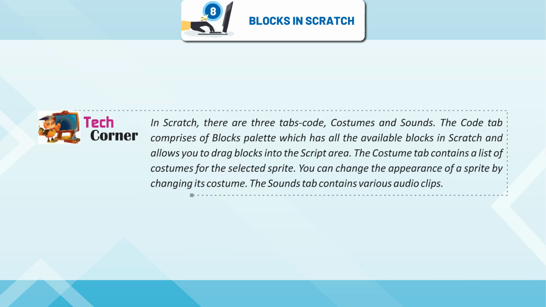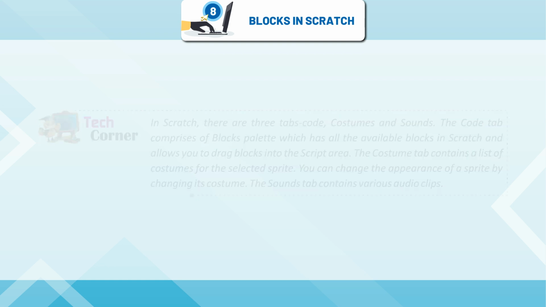Tech Corner. In Scratch, there are 3 tabs: Code, Costumes, and Sounds. The Code tab comprises the Blocks palette, which has all the available blocks in Scratch and allows you to drag blocks into the script area. The Costumes tab contains a list of costumes for the selected sprite. You can change the appearance of a sprite by changing its costume. The Sounds tab contains various audio clips.